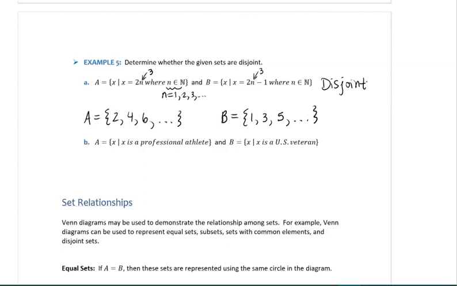Part B, set A is the set of all x such that x is a professional athlete, and set B is the set of all x such that x is a U.S. veteran. These sets are not disjoint because there are many professional athletes who were also U.S. veterans. So those sets would have people in common.